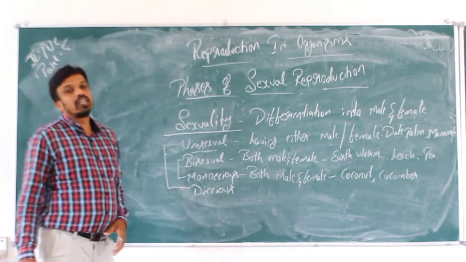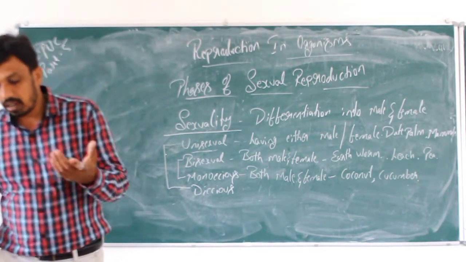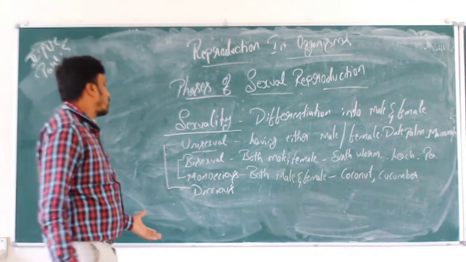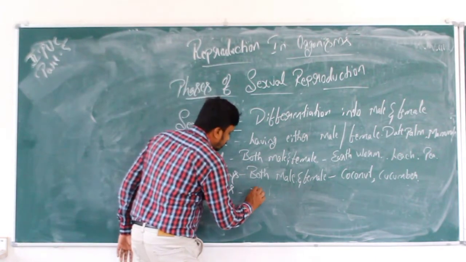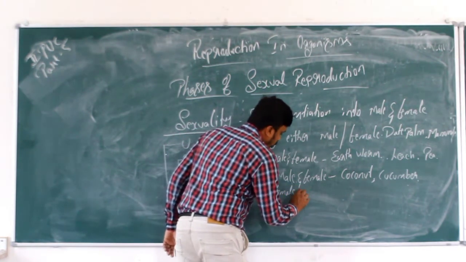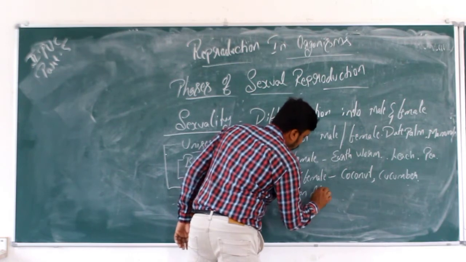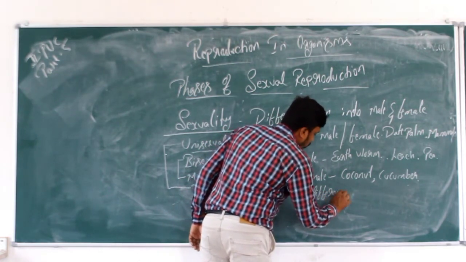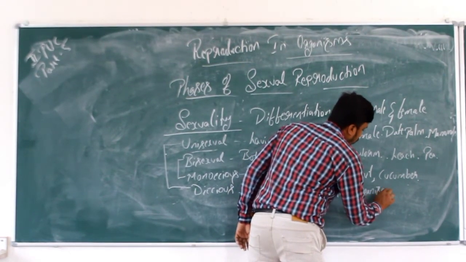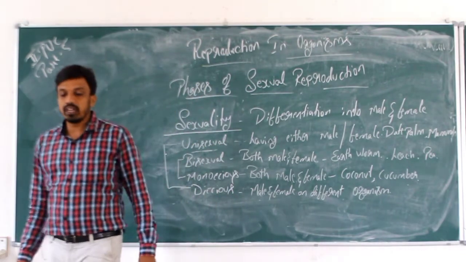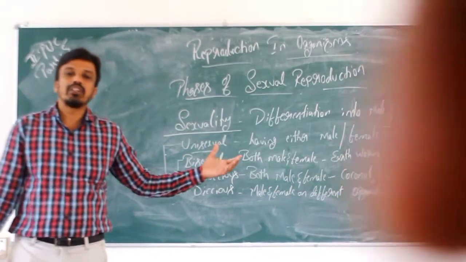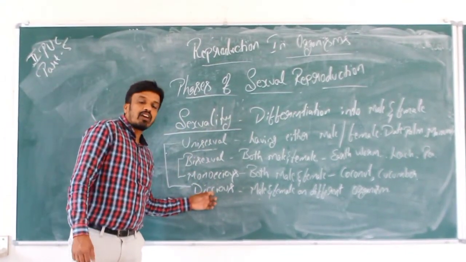So next, coming to the dioecious. What is dioecious? They are where male and female are born on the different individuals. Example: date palm, mammals, cockroach. They are the examples for dioecious.